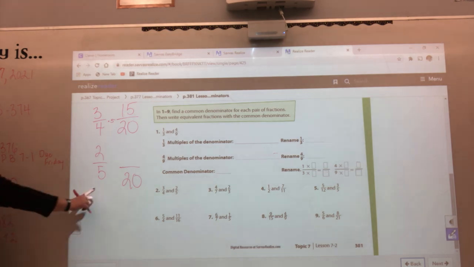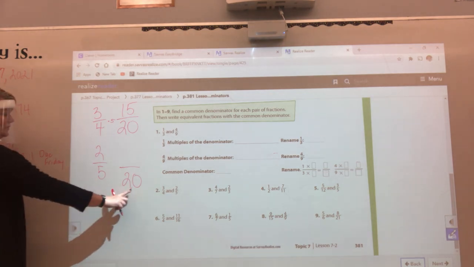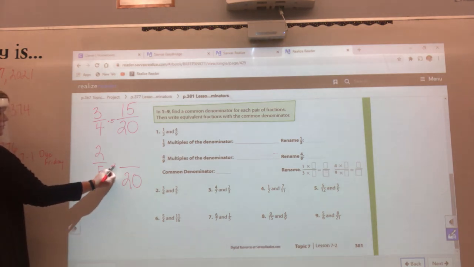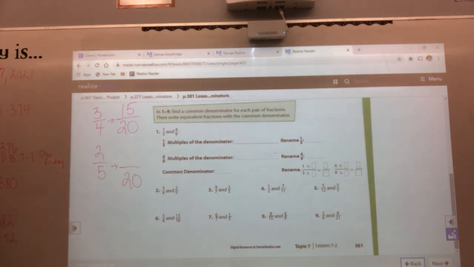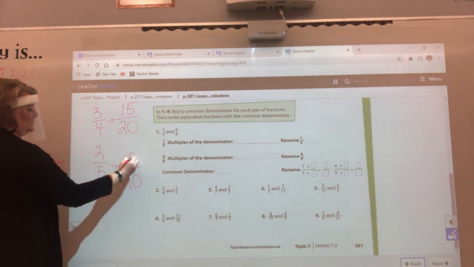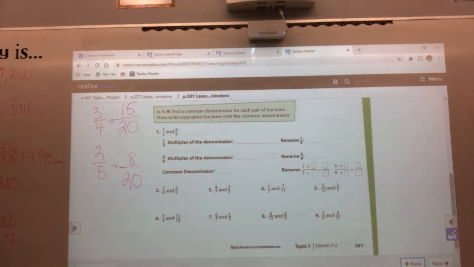Now we're down here on the bottom, Mr. Collin. How do we go from 5 to 20? What do we multiply by? 4. So Jake Lee, if we multiply the bottom times 4, we got to multiply the top times 4. What do we get? 8. There's your new answers. 15/20ths, 8/20ths.